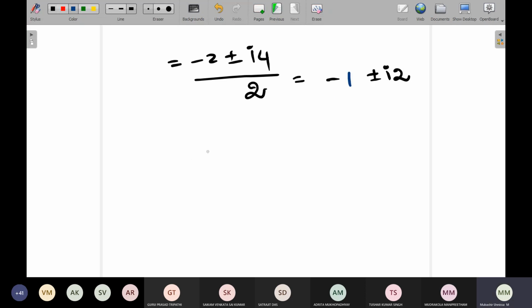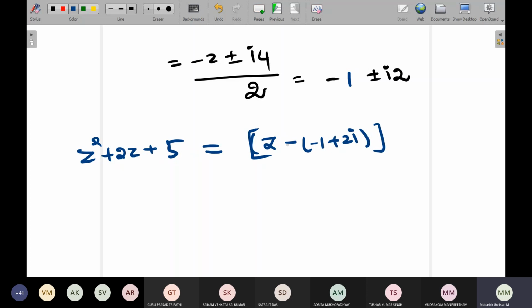These are the points, minus 1 plus or minus 2i. Now the given function, z square plus 2z plus 5. How can you write it? You can write it as z minus of minus 1 plus 2i into z minus of minus 1 minus 2i. So you can rewrite the given f of z like this.